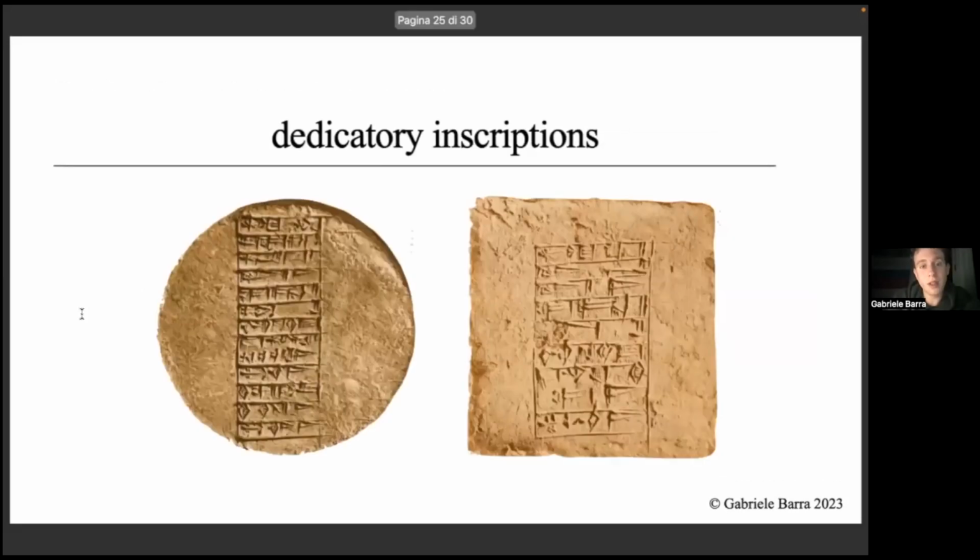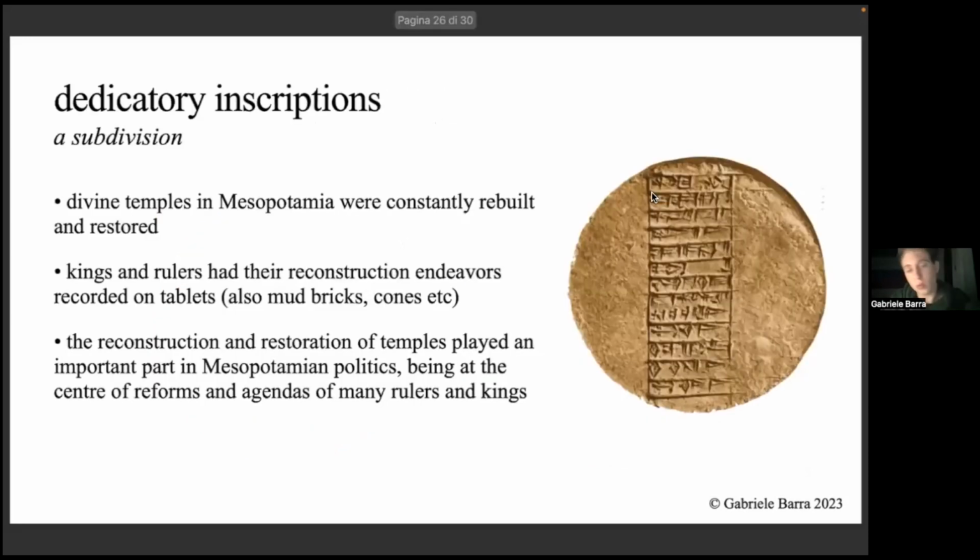Moving on, let's talk about the building inscriptions for once. These would be the first kind of inscriptions we're going to look at in the course. Now, this one is on a cylinder, while the other one is on a mud brick. They look really beautiful, don't they? So, what are they all about? To understand them, we have to talk about temples in Mesopotamia.